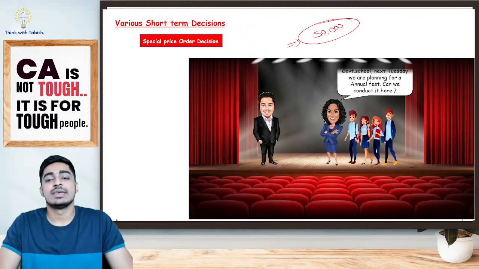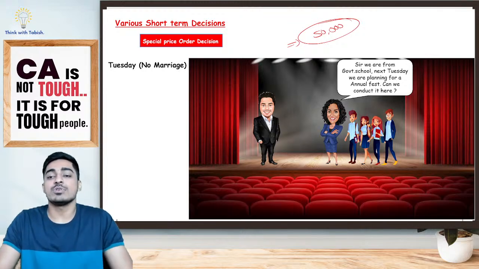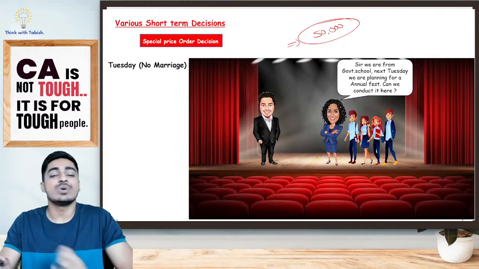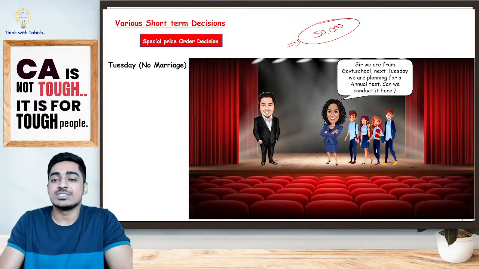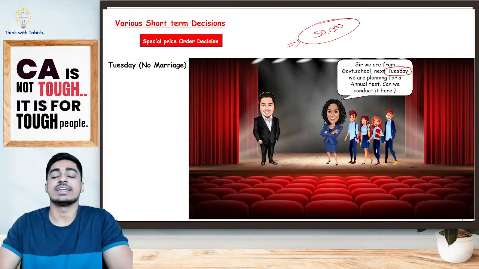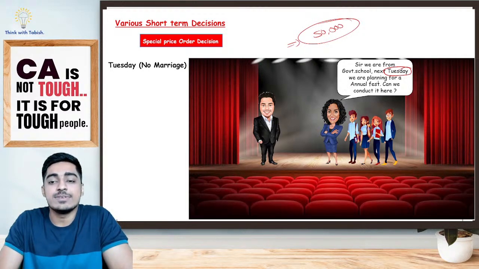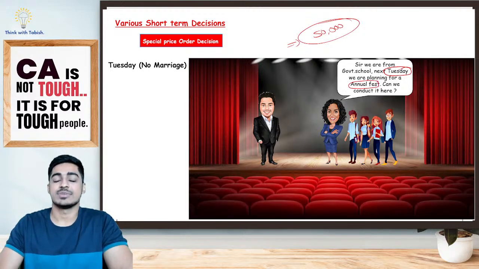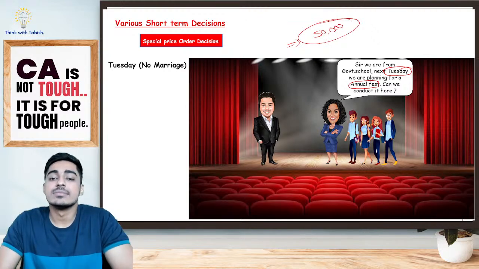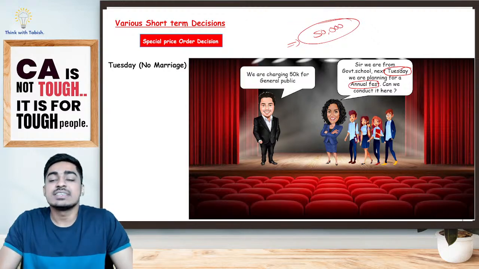So, what happened is a government school approached us telling that they have an annual students meet next week, next Tuesday. They're telling next Tuesday we have an annual fest. Can we host it here? Yes, we want to make it a big event. So we say, yes, we are charging 50,000 for the general public.